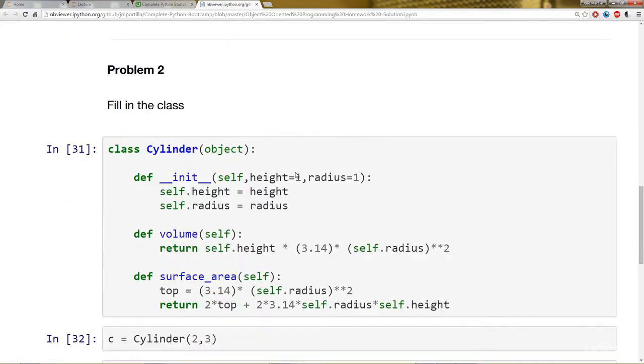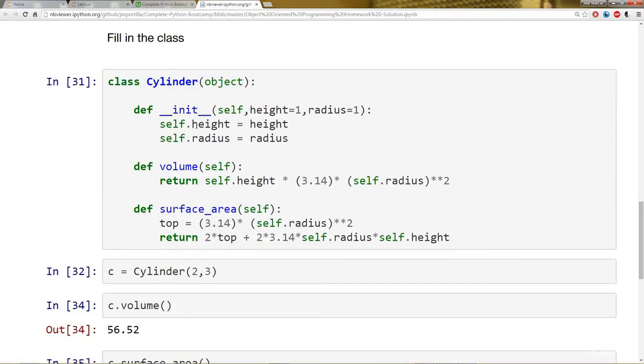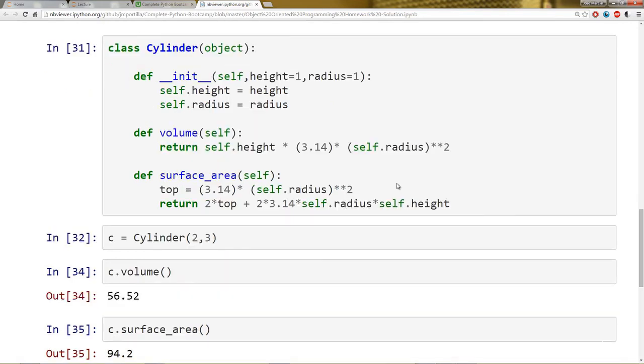So moving along to the second problem, for cylinder, again, I just assigned the attributes height and radius with the inputs height and radius, and I also put in a volume and a surface area method. So volume was just a one line return, and it took the height, multiplied it by pi. I just used 3.14 as an estimate of pi, by the radius squared, so height times pi r squared.